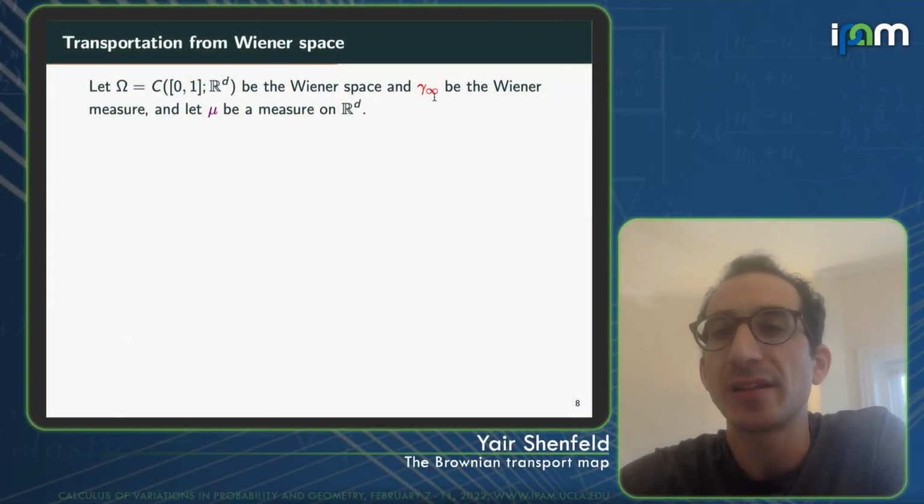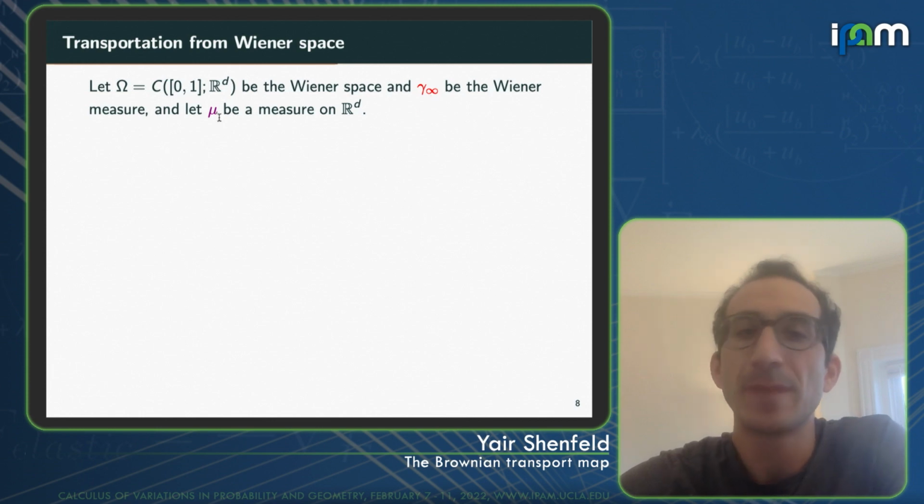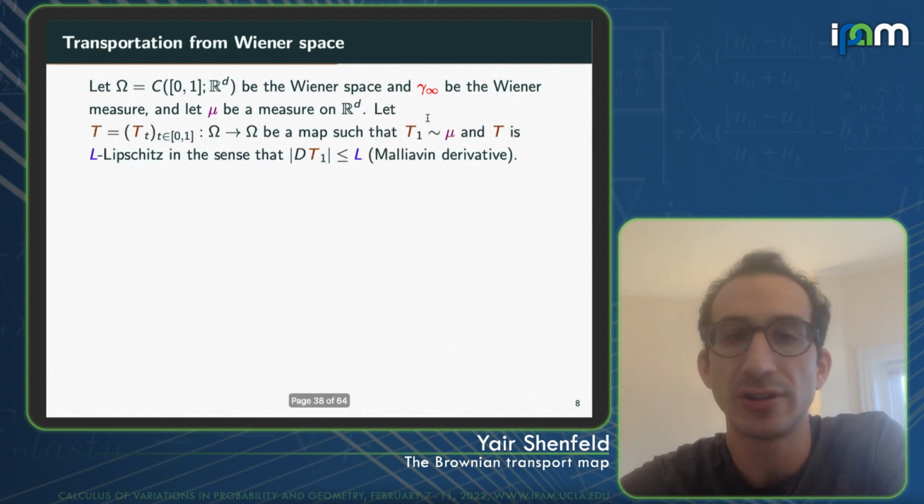So what do I mean by that? Let's look at omega, which is the Wiener space. This is the set of all continuous functions from time 0 to time 1 mapping into R^d. And let's take gamma infinity to be the Wiener measure. This is the measure such that if you sample from this space according to it, you just get a Brownian motion. And let's take mu again to be a measure on R^d.